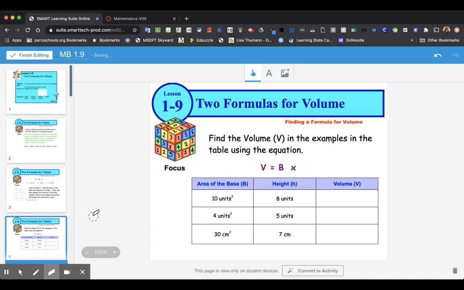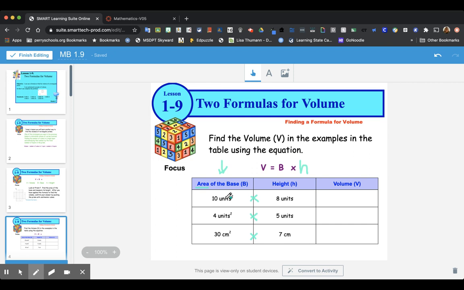So again, practicing that, we see that you could have the formula of V equals capital B times height. We would want that height there, so I'm going to fill that in. What we'd simply do is go through and multiply these. I want to remind you that capital B, this column right here, is the area of the base. So that would be your first step when using this formula. What is the area of the base, and then how tall is it?